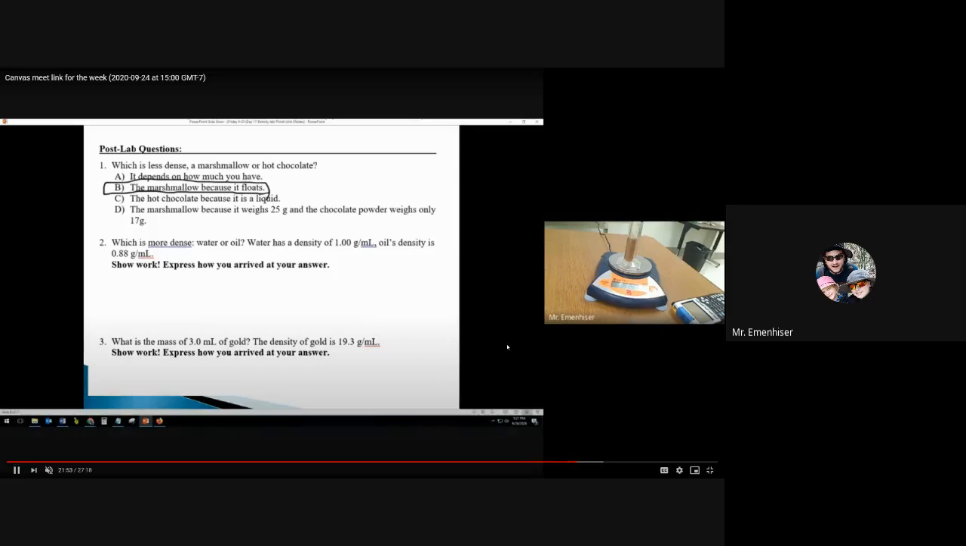And so it doesn't matter how much it weighs. It doesn't matter if it's a liquid, and it doesn't depend on how much you have. Remember, density is an intensive property, which does not depend on how much you have. If I have a chunk of iron, big or small, it's going to be dense because of what it's made out of. So in this case, the marshmallow is less dense because it floats, right? It floats in the glass of hot chocolate, and so therefore it must be less dense.